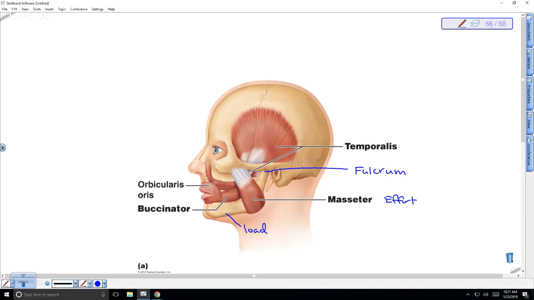Third class, right? Is that right? Effort in the middle? Make sure. Yes, it is right. Third class. Okay, so is that at a mechanical advantage or disadvantage? Disadvantage.